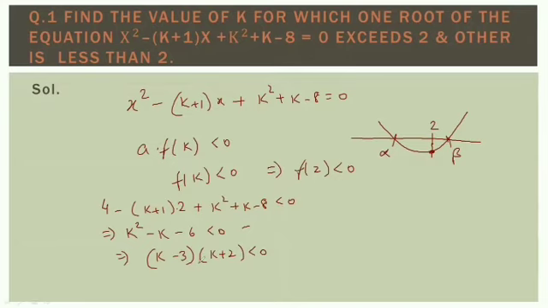we can see that on the number line, this is minus 2 and this is 3, with signs plus, minus, plus. We will take the negative one. So we are getting the region minus 2 to 3. That means k belongs to (minus 2, 3). If we get any value of k which is lying in between minus 2 and 3, we can surely say that for that k, 2 will lie in between alpha and beta, which are the roots of the given equation.